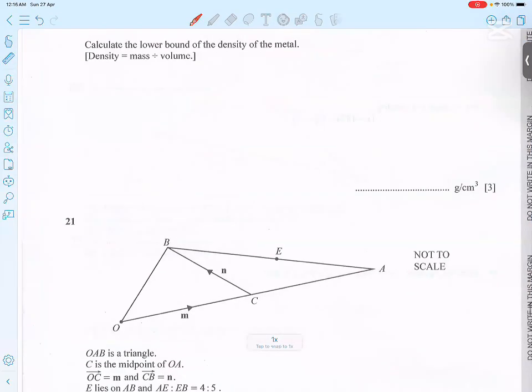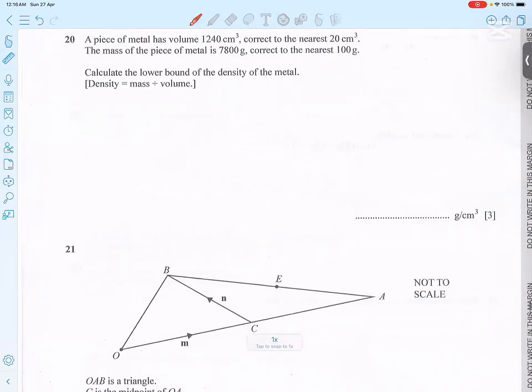So question number 20. How to deal with this kind of question, students? A piece of metal has a volume correct to 20 centimeters. So when you have this kind of question, how to find the absolute error? This 20 divided by 2, make it half. I got plus and minus 10 centimeter cube.